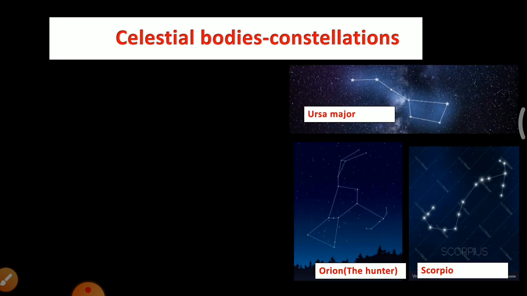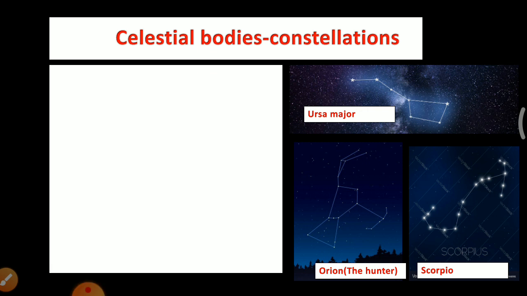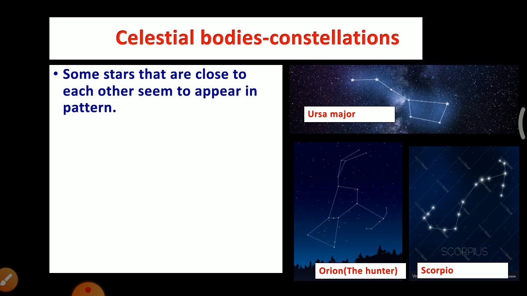The next celestial body is constellations. Look at this image. This is an example for constellations. Constellations are nothing but stars that are close to each other and seem to appear in a pattern. If you look at the sky, you can see that some stars are grouped together. These stars are called constellations.